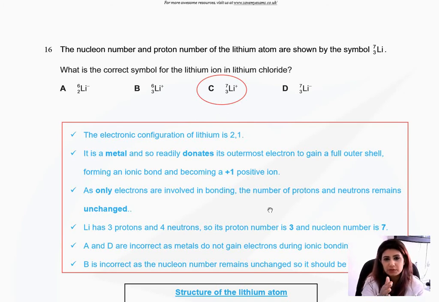Because when we bond an atom with another one, they become ions first. And when they become ions, it's only a change in electrons. Nothing to do with protons and neutrons.